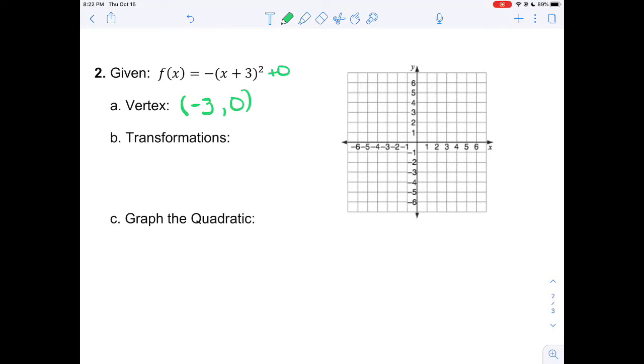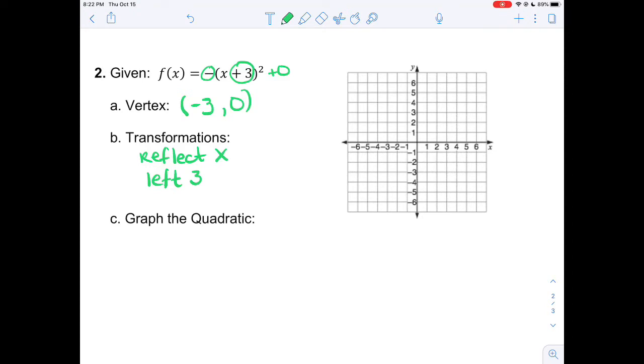Transformations, let's identify those. So the first thing that I see that's different from my parent function is a negative sign out in front. Remember that a negative sign means that we have reflected in the x-axis. And then the other thing I see is this plus 3. And remember that a plus 3 is actually going to shift us to the left. So we are moving left by 3.